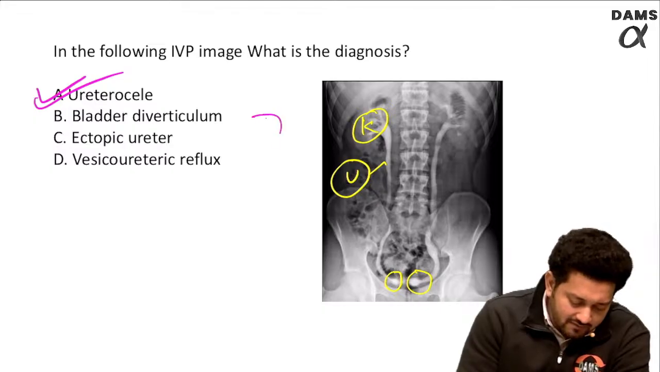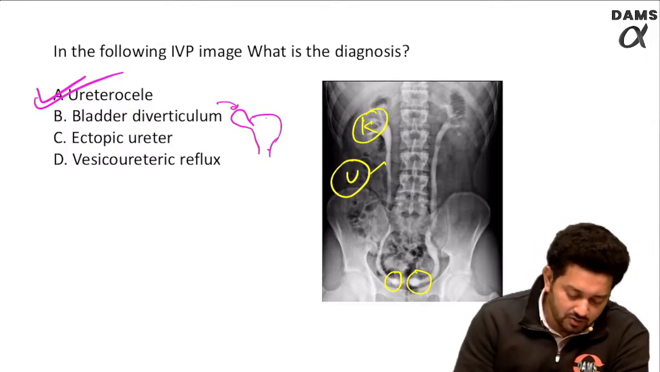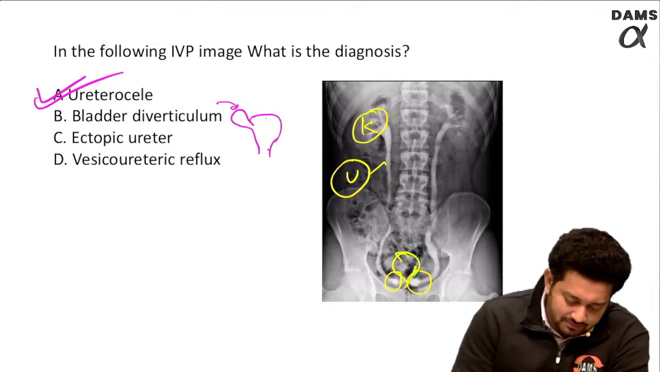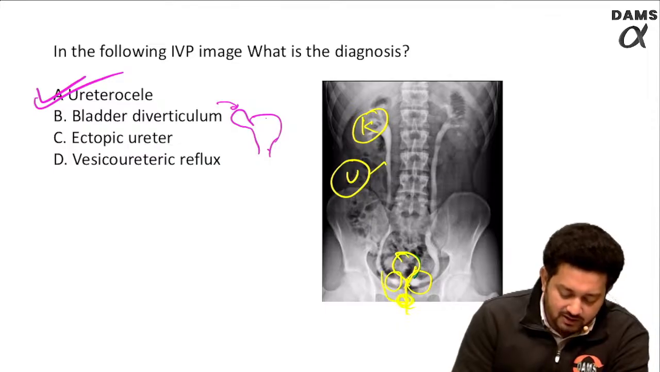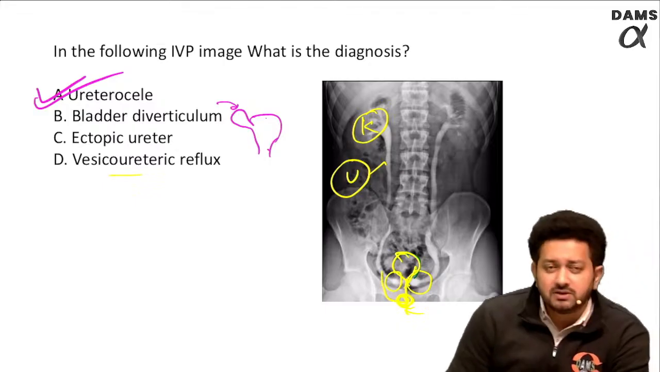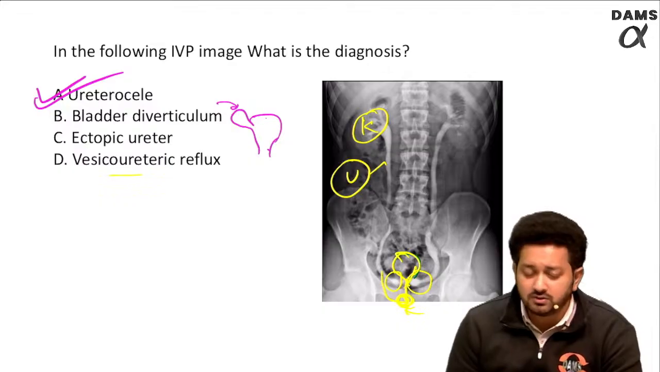In the bladder diverticulum, first of all, IVP is not a good modality for bladder diverticulum. You can see something like this on a cystogram. Ectopic ureter, you will see that suppose this is the area where the bladder is present, this ureter will be going somewhere down there in the urethra. Vesicoureteric reflux, again IVP is not the good modality. You will go for micturating cystourethrogram.